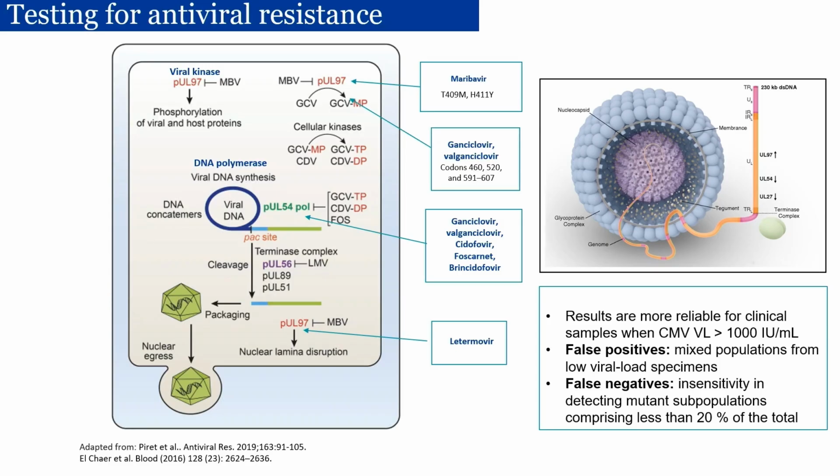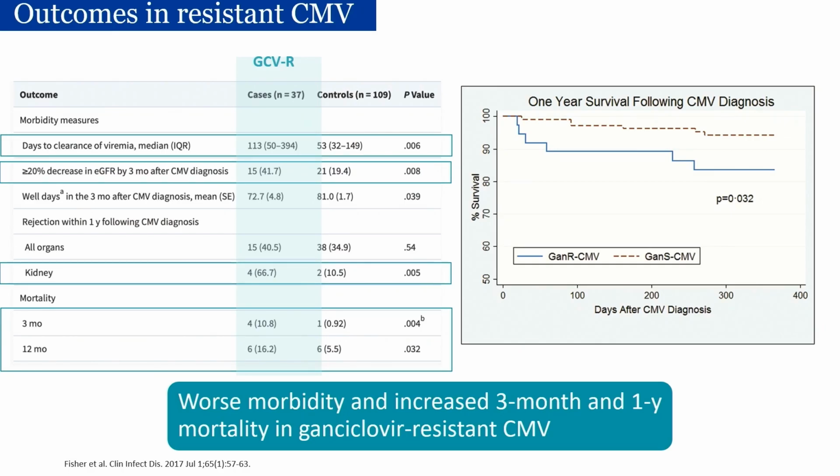I won't go into all the specifics of all the different gene mutations, but I put this up here just to remind us that we do know how to tailor this. However, it is very daunting. Once we get a patient that we have to do CMV resistance testing on, we already are down that pathway of requiring more toxicity from additional antivirals that will need to be used, often a hospitalization, and often long-term issues with graft function as well. The outcomes overall in patients with resistant CMV, even those that are successfully treated, include worse morbidity and increased 3-month and 1-year mortality in those patients that have ganciclovir-resistant CMV.